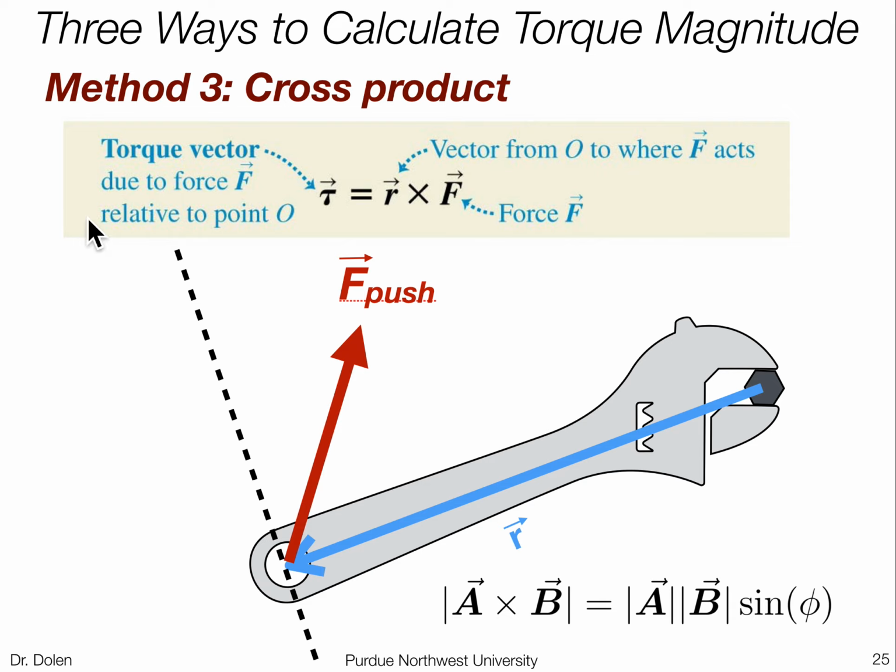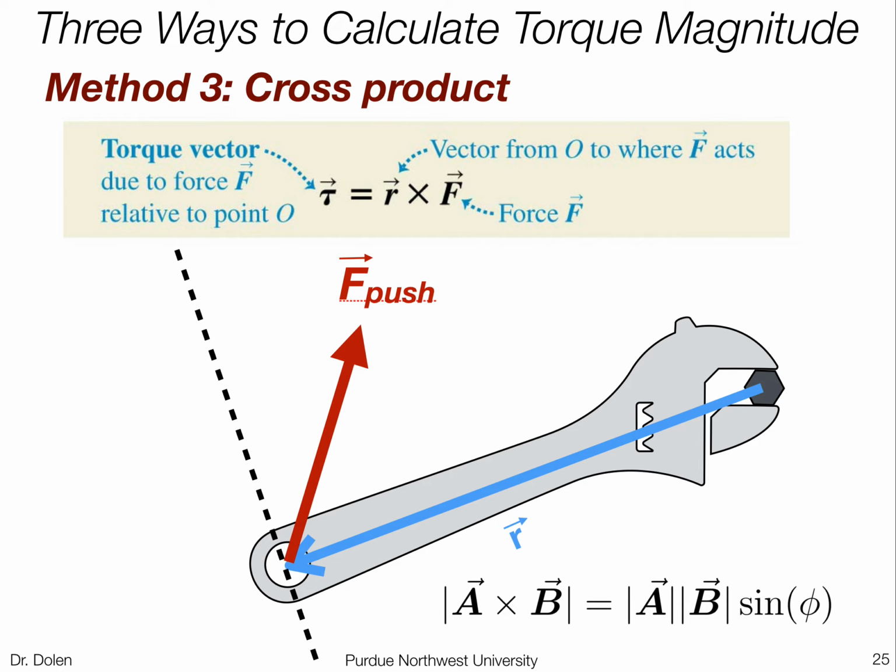Okay, so torque is defined by R cross F. The cross product of our R vector, the vector that points from the axis of rotation to where our force is applied, crossed with our force vector, right, that force vector there. And we know how to calculate the magnitude of this R cross F, because we know from chapter 1 that the magnitude of A cross B is the magnitude of A times the magnitude of B times the sine of the angle between those two vectors. Right, so we can use this mathematical definition to also calculate torque.